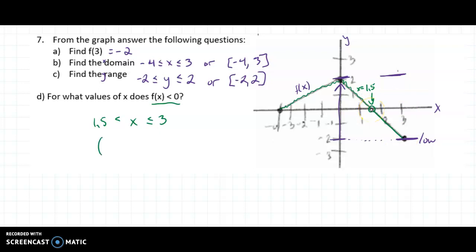The other way to write this would be a parenthesis, right? 1.5, comma, 3, and then close your bracket. So again, either one of those would get you full credit. Hopefully you're feeling good with these two.